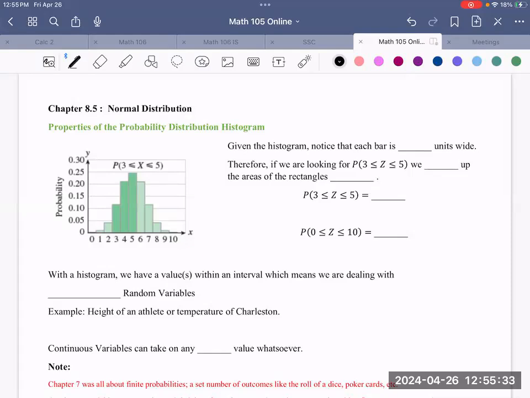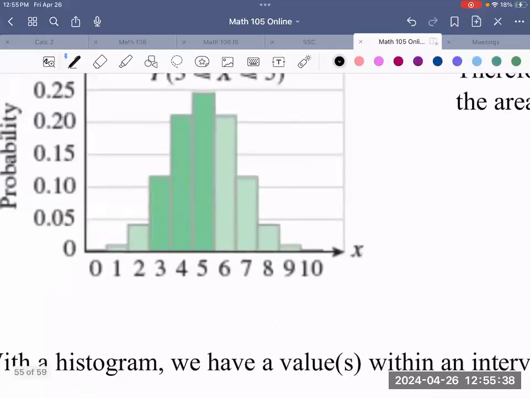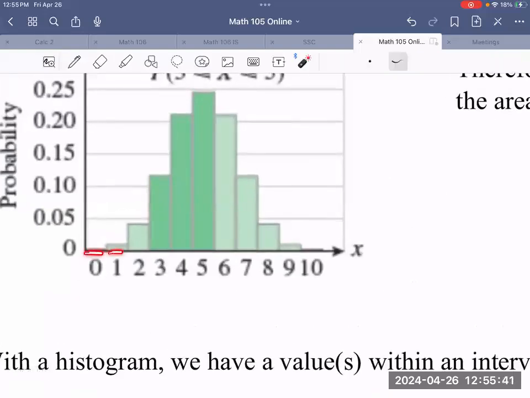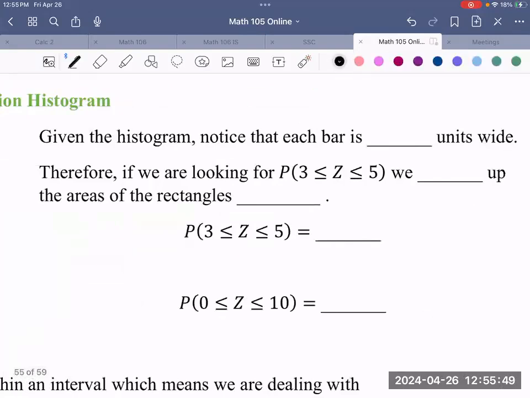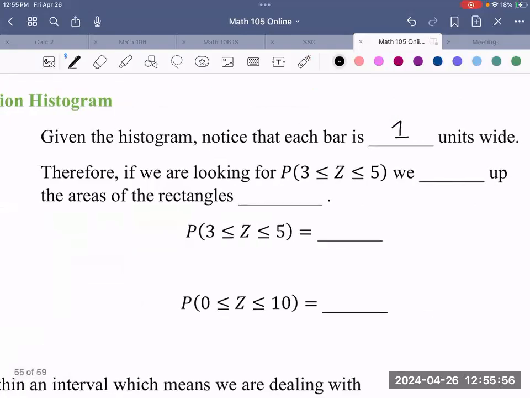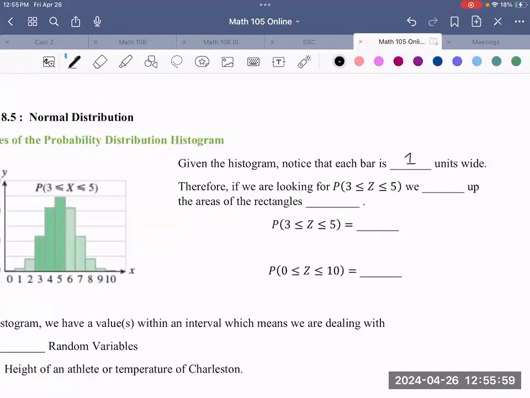So given the histogram over on the left-hand side, notice that each of the bars is how many units wide? Well, in our case, they're going to be 1 unit wide each, all the way up to 10. So let's write that down first before I get ahead of myself. Therefore, if we're looking at the probability between your values of 3 and 5, like normal probabilities, we're going to be adding up all of the areas of your rectangles, using the height of each rectangle.